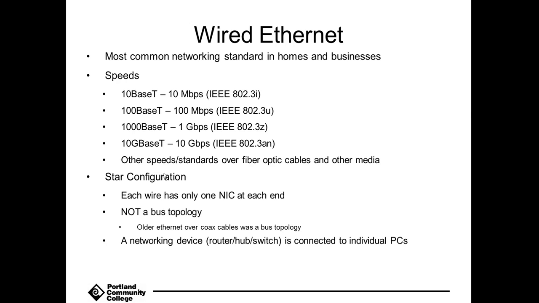It's a star configuration where each wire has only one NIC at each end, so it's a point-to-point connection setup, not a bus topology. There was an older Ethernet over coax topology. I don't think you'd find it anywhere, except maybe an older factory setup or something. The cables are shielded. People don't like to change. You might find that. In that, you had a single coax cable snaking its way through all the connections. Anytime you need to make a new connection, you cut the cable, put in a T, and connect it to the device.